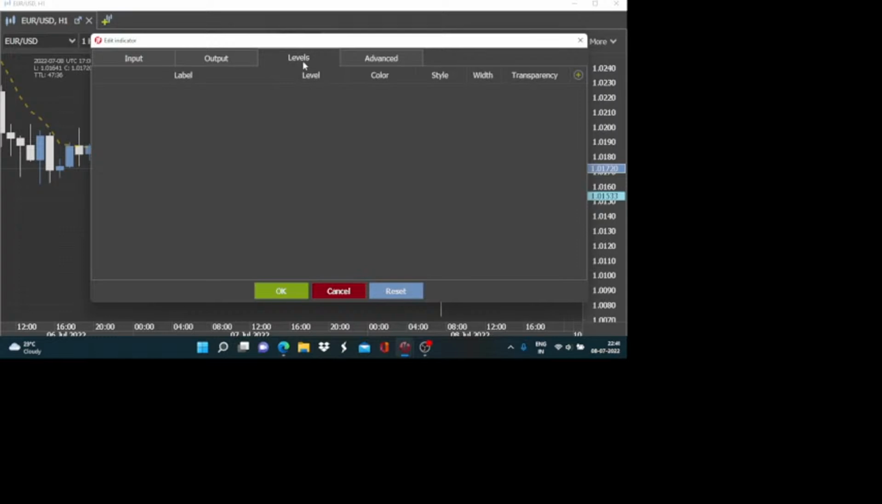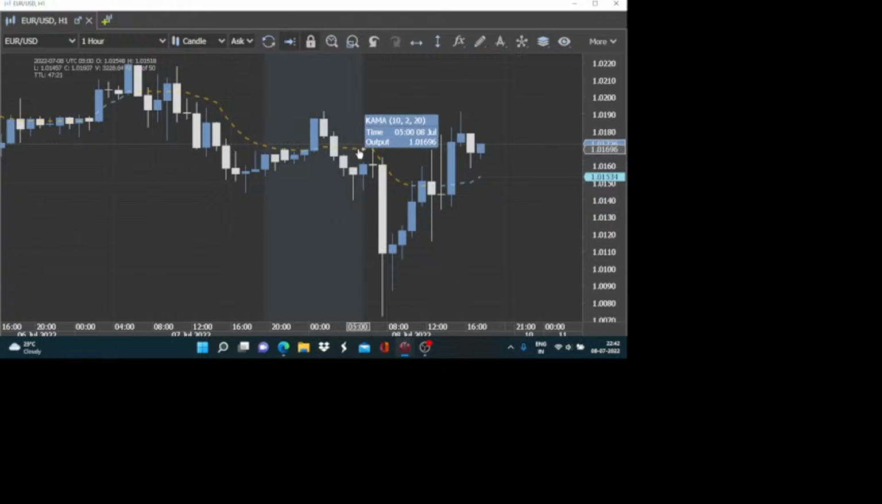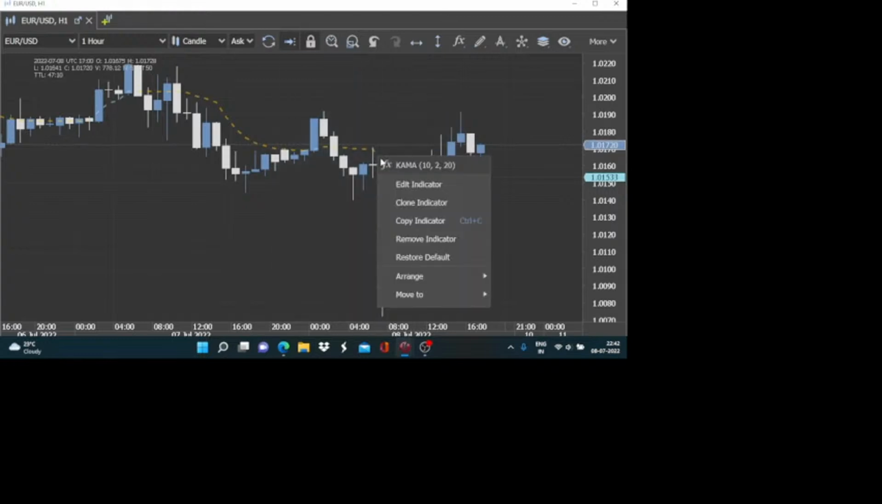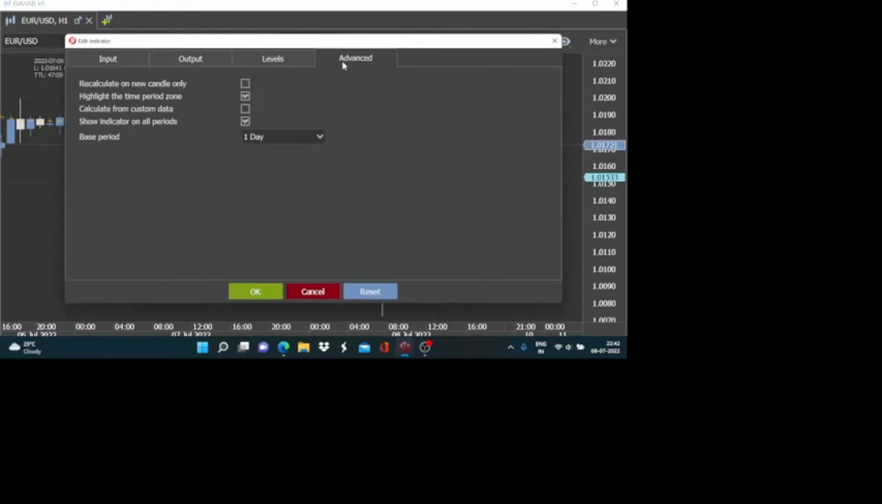Then there are these options of advanced calculations. If you want the recalculation for the KMA to be done only on a new candle, all you have to do is check this box. Highlight the time period zone. If you now highlight the time period zone here, I can see that this calculation period is being highlighted for this indicator. So that's how the system works. Now let's again see what more we can do with this indicator.